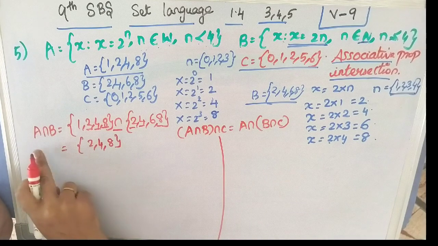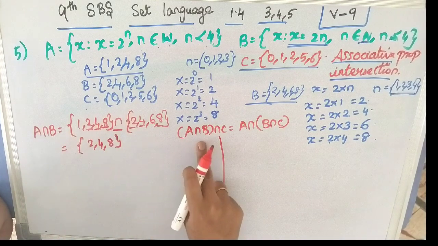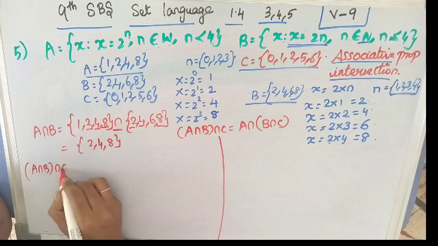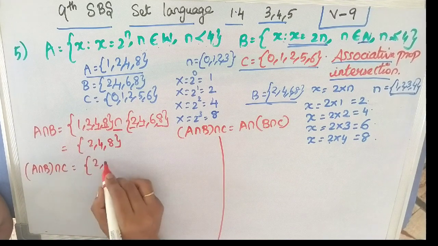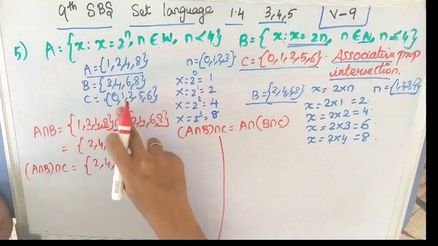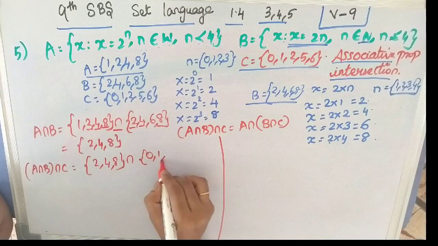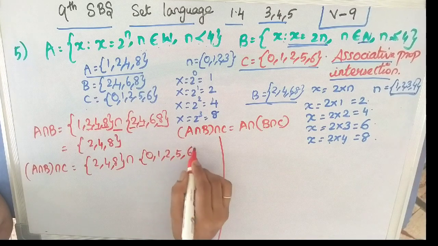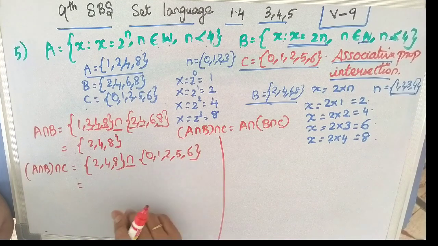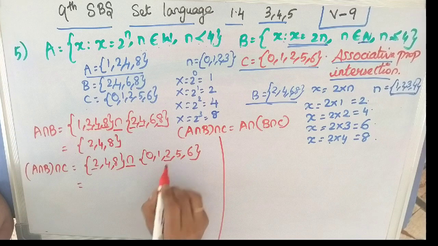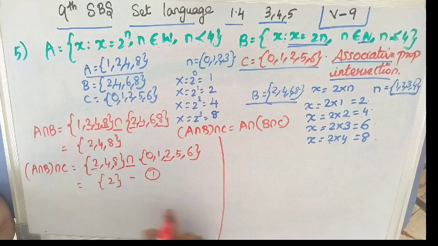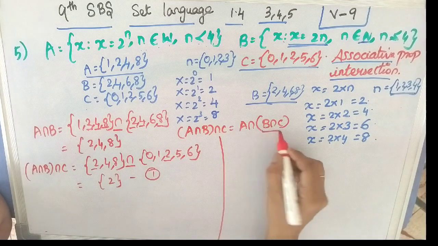Now what is A intersection B intersection C? We have to find that, right? This is the left hand side. So A intersection B intersection C is equal to 2, 4, 8. This is A intersection B. We have just found. Intersection. What is C? 0, 1, 2, 5, 6. Clear? Now we have to find the intersection between these two. What is common between these two? Only 2. So A intersection B intersection C is equal to 2 and we have marked it as 1.